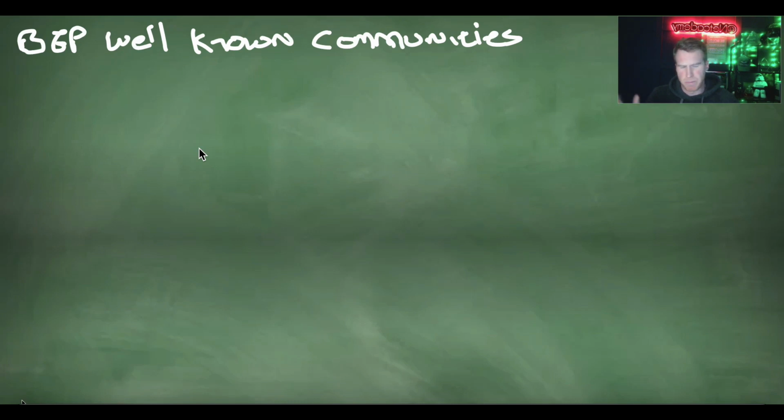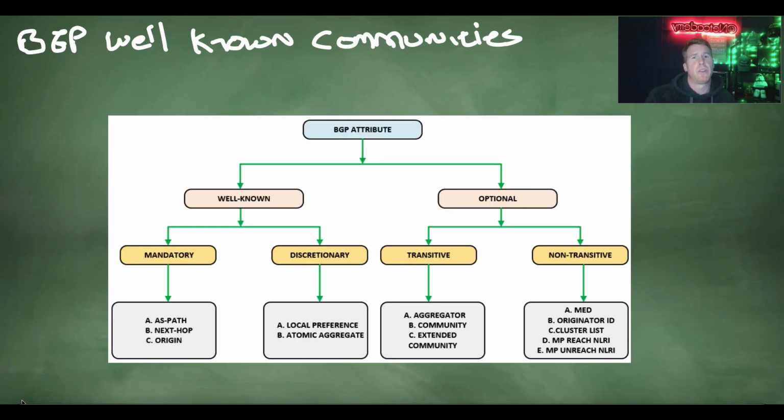At the end of the day, these well-known communities are not a mandatory, well-known, or even a discretionary BGP attribute. They're actually optional. So they may or may not be there, and it's not up to any vendor to fully support them all. That's a big point to bear in mind: when it comes to BGP communities, they are optional.